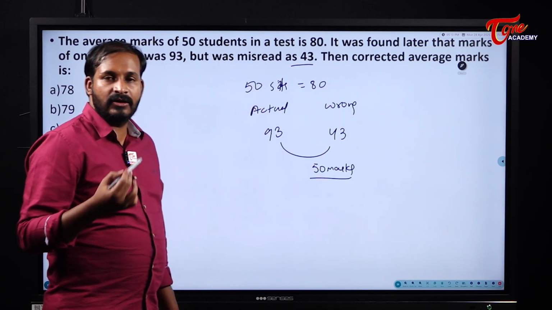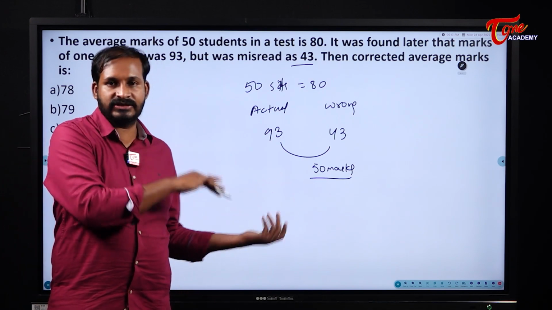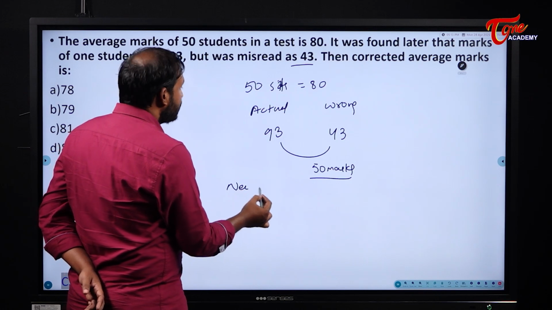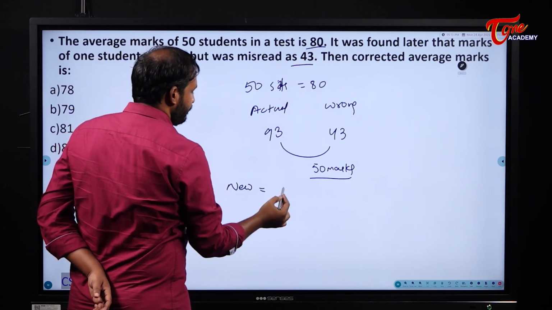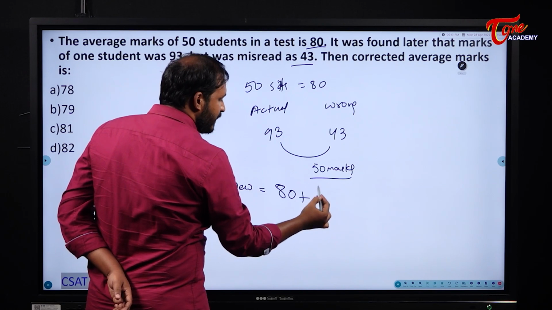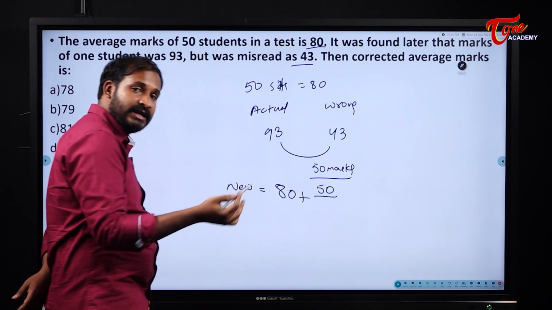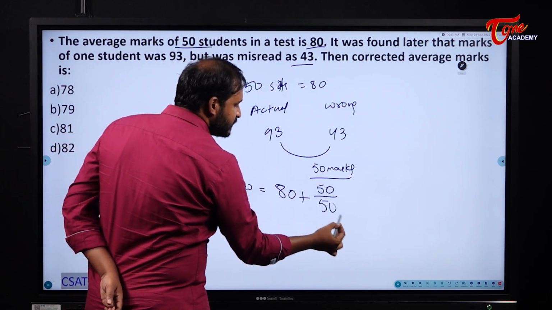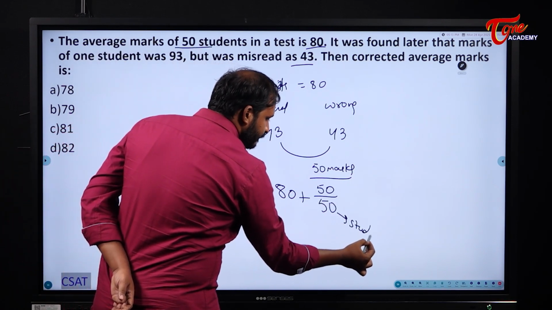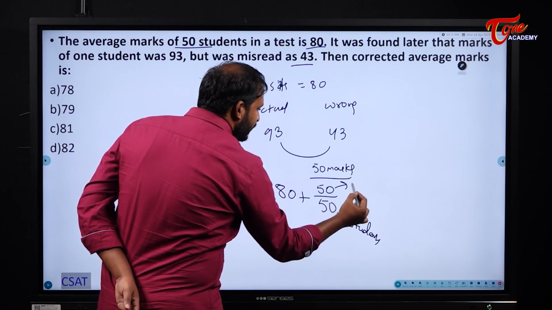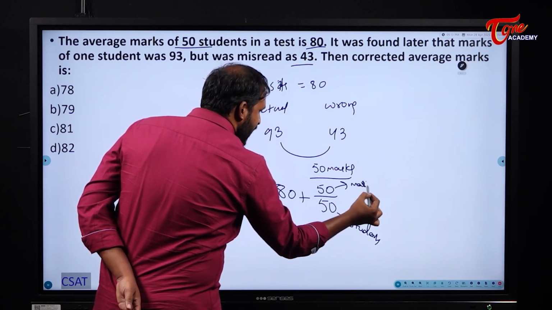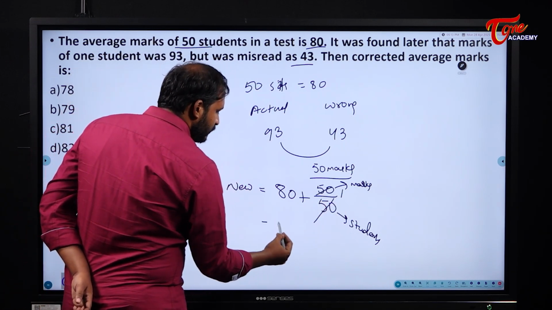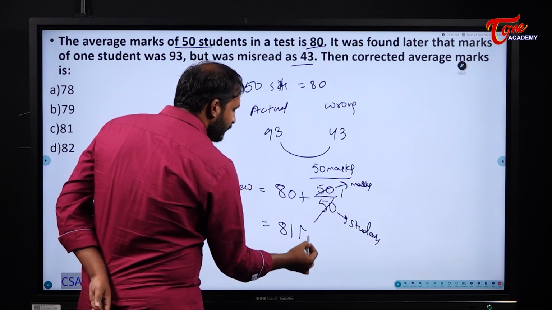So to compensate, what do I need to do? I need to add these 50 marks to the total marks, so that the new average will become how much? What is the old average for us? It is 80. Plus these 50 marks should be added, and when I divide it by the 50 students, this will become 50. These are 50 students and these are 50 additional marks which should be added to the group. So 50 by 50 is 1, so 81. 81 marks will be the new average.